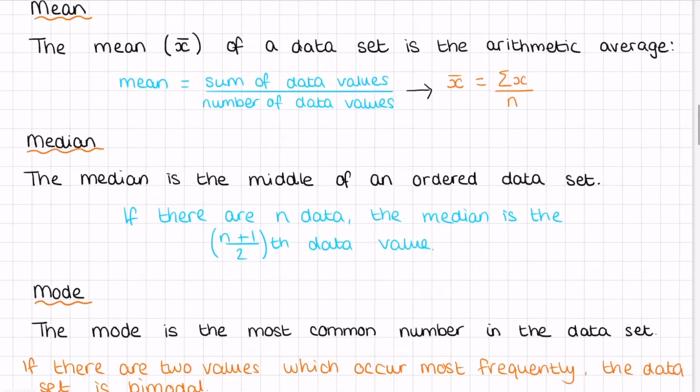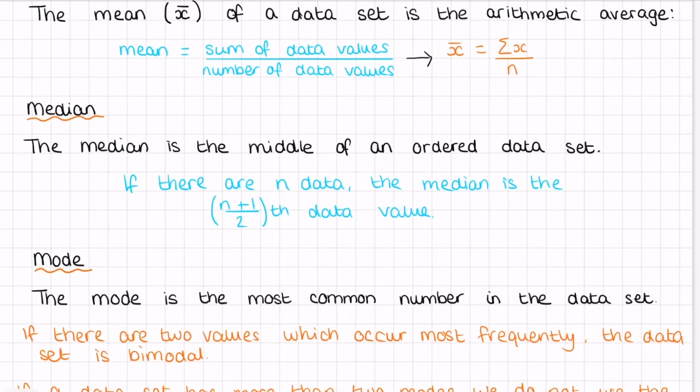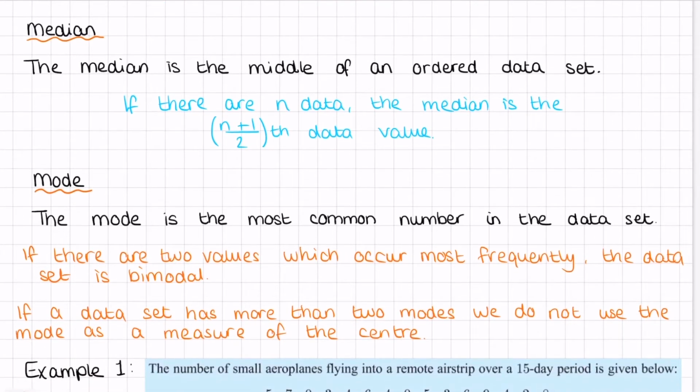The mode is the most common number in the data set. Now be aware, if there are two values which occur most frequently, then the data set is bimodal and there are two modes. Generally, if a data set has more than two modes, we do not use the mode as a measure of the center. Quite often that can depend on how big the data set is, but generally if there's more than two, we say there is no mode and we can't use it as a measure of center.